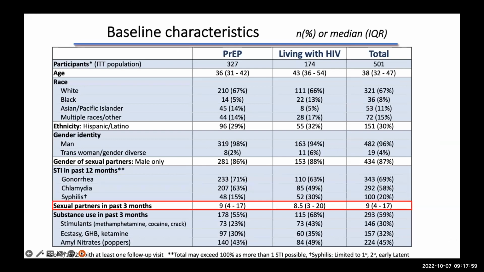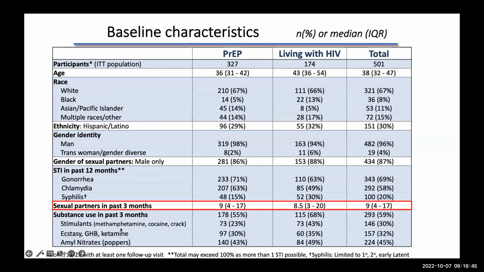So I'm showing you the data from the 501 participants that were enrolled and had at least some 1/4 of follow-up by the time of the DSMB meeting, and you can see their characteristics. Median age was 38, with a slightly older age in the cohort living with HIV. About 2/3 were white, and almost 10% were Black. About 30% were Hispanic or Latinx, and most identified their gender as male.